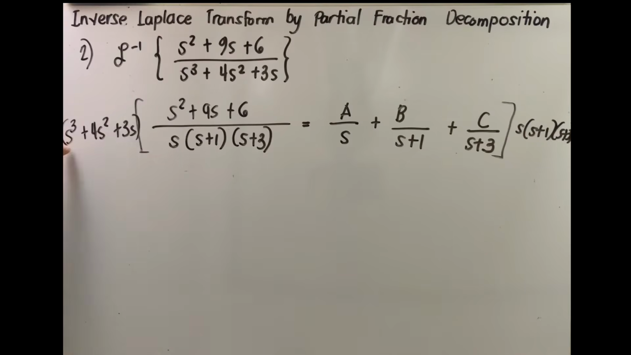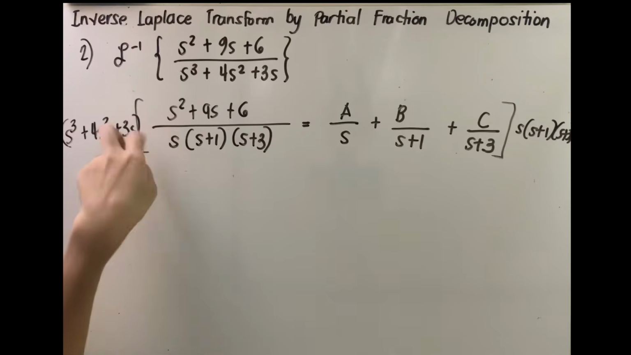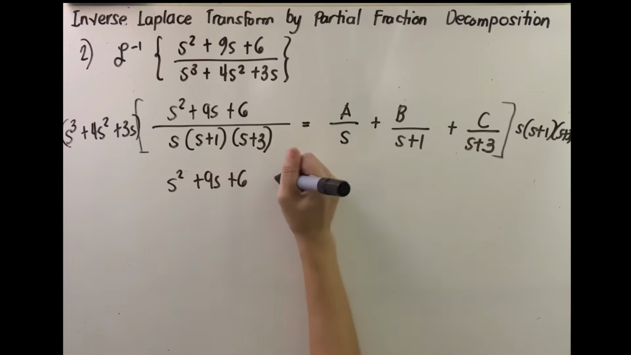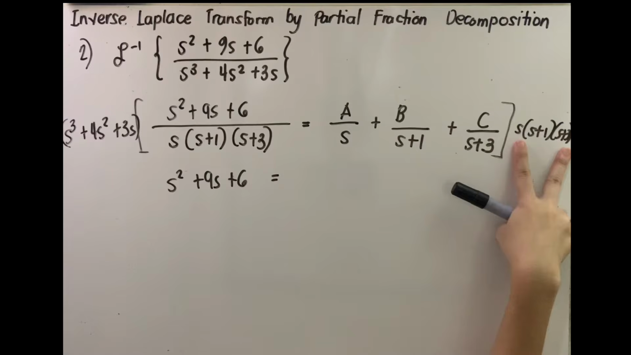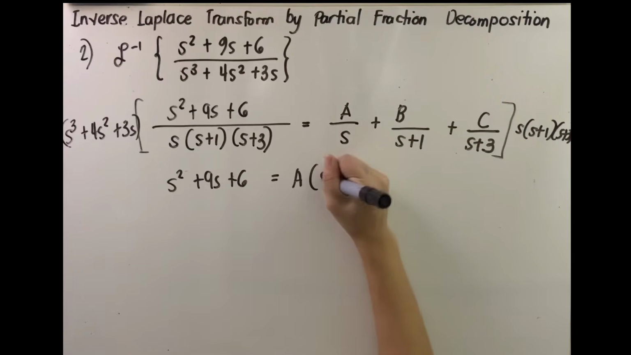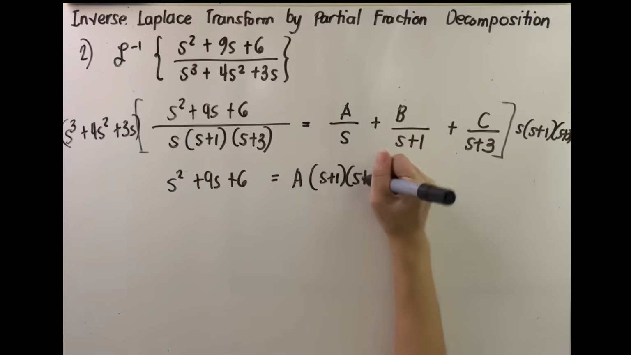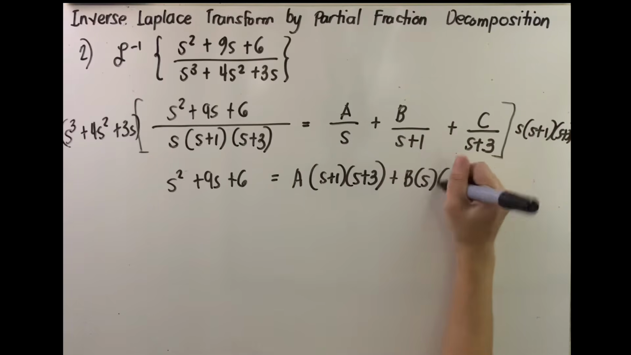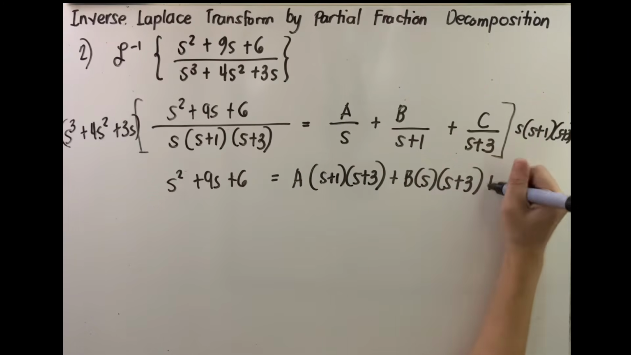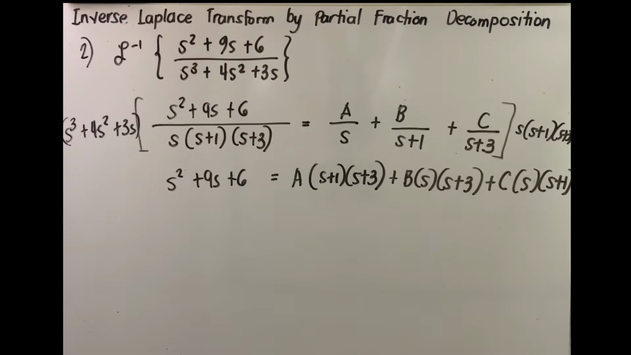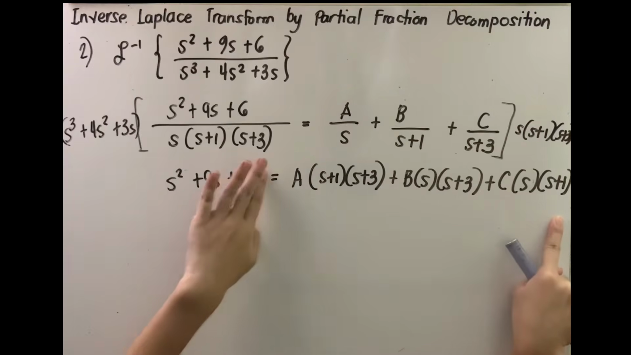So on the left side, makakancel ngayon ito. Similar lang to ha. This will be cancelled. You'll get s squared plus 9s plus 6. That would be equivalent to, we're going to multiply this to every term on the right side. So you'll get a times s plus 1 times s plus 3 plus b times s plus 3 plus c times s plus 1.